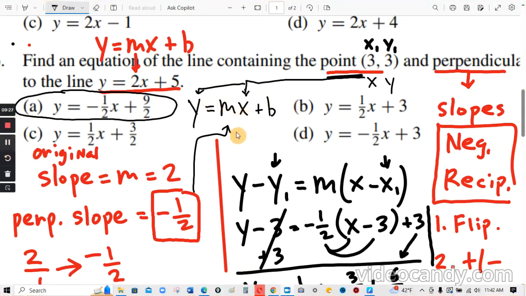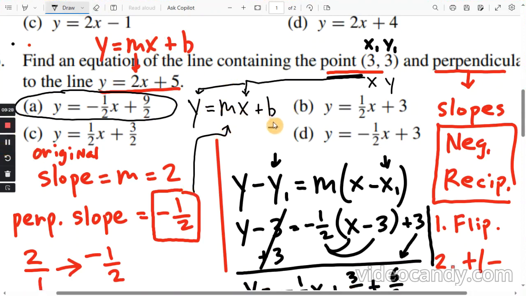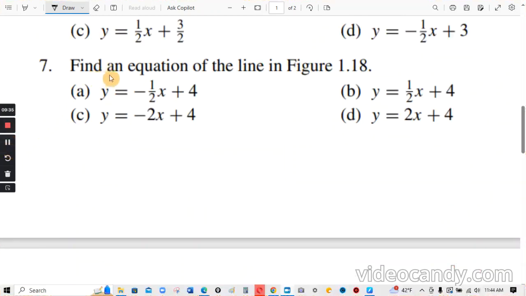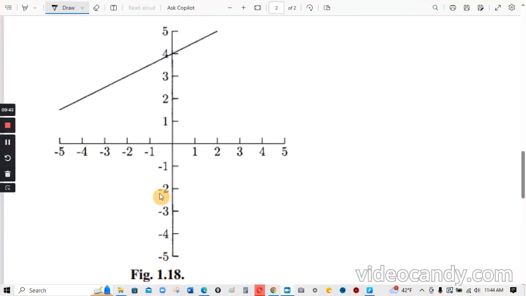Plug it in for x and y, plug in the slope m, and then you'd have to solve for b and rewrite the equation. Number 7, find an equation of the line in figure 118. All right, here's figure 118.